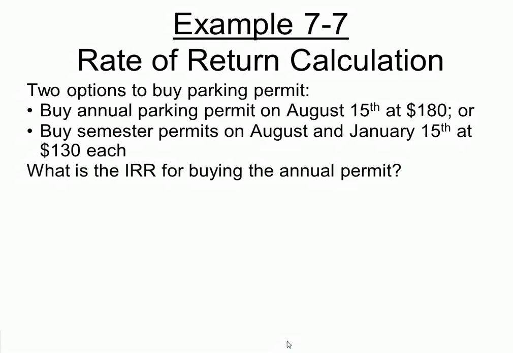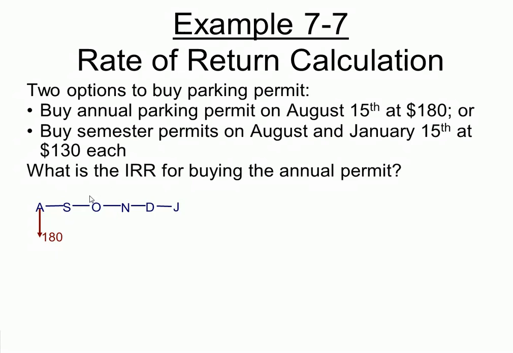So now let's take a look at another example. We have two options to buy a parking permit. Buy an annual parking permit on August 15th at $180, or buy semester permits on August and January 15th at $130 each. Again, what is the internal rate of return for buying the annual permit? To set it up, we're setting up a single payment versus the net present worth of the two payments. So this is how it would look.